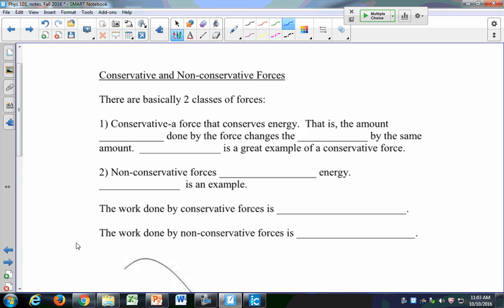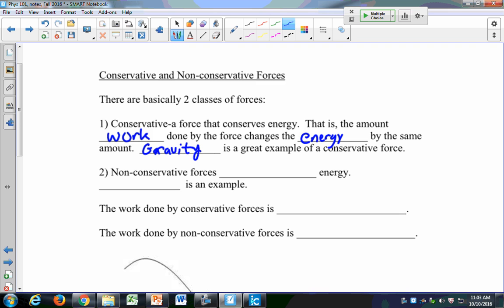But what about frictional forces? Do they lose energy? Yes, they do lose energy, because whenever you have friction acting, you get a lot of heat that's produced, and that heat just goes out into the world, and it causes things to heat up. It's no longer usable energy, so we say that it's lost. So a conservative force is a force that conserves energy. That is, the amount of work done by the force changes the energy by the same amount. That is the energy of the system. And gravity is a great example of a conservative force.